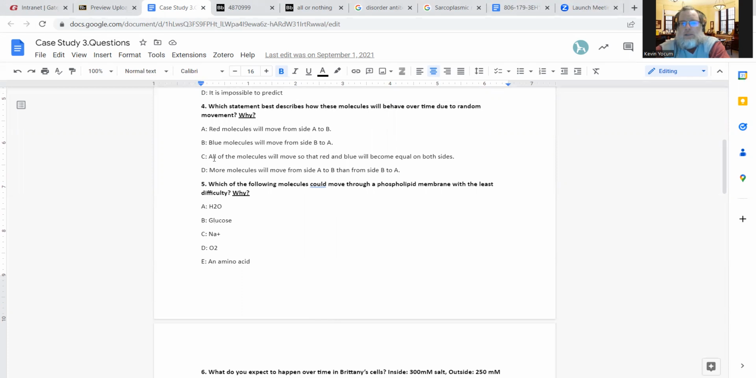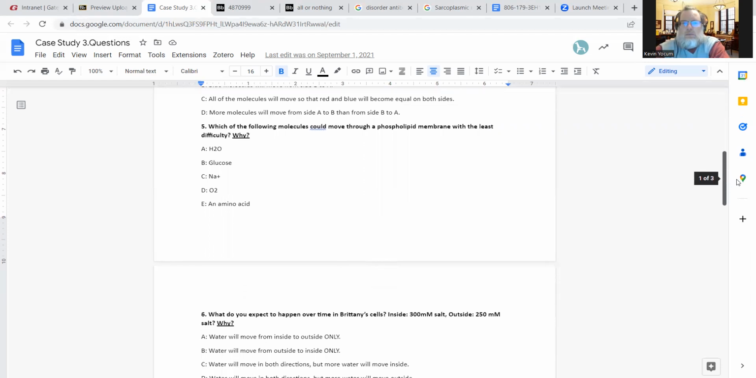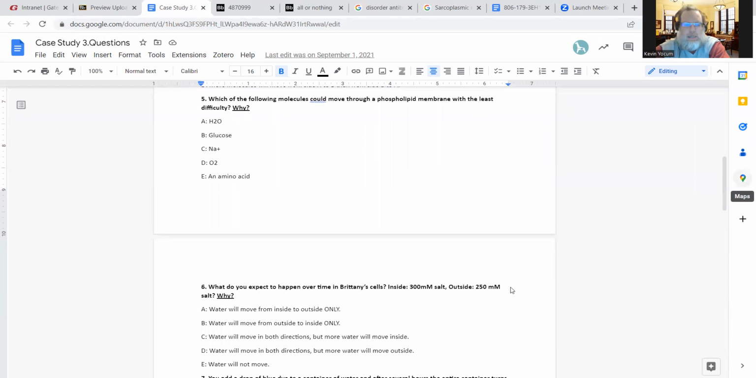Generally, we'd probably see no letter C. All the molecules are going to move so that red and blue will become equal on both sides. Again, the molecules are going towards maintaining equilibrium and having that concentration gradient be the same on both sides of the membrane. So over time, all the reds will go to one side, five reds on one side, five blues on the other.